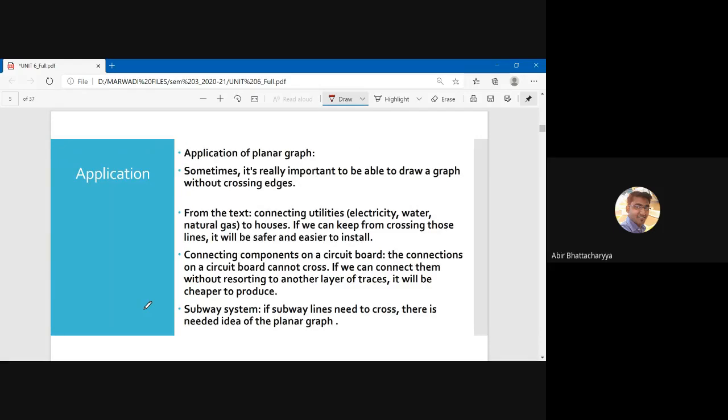So that is all about the planar and non-planar graph. A few applications are there, like connecting utilities, one of the biggest applications, through pipelines. So electricity, water, natural gas pipelines, how they connect them. It's a task done using a planar graph.